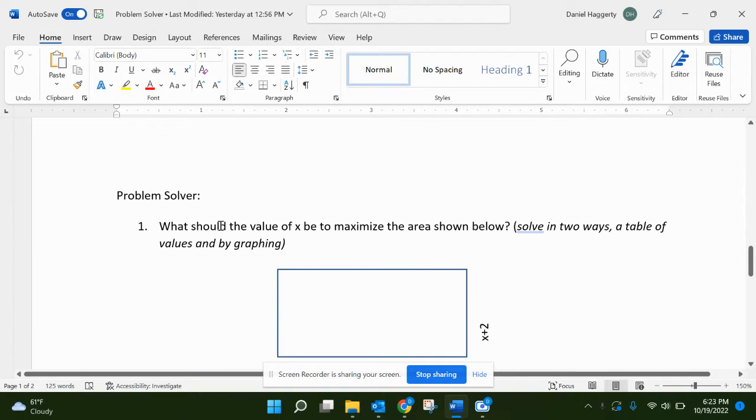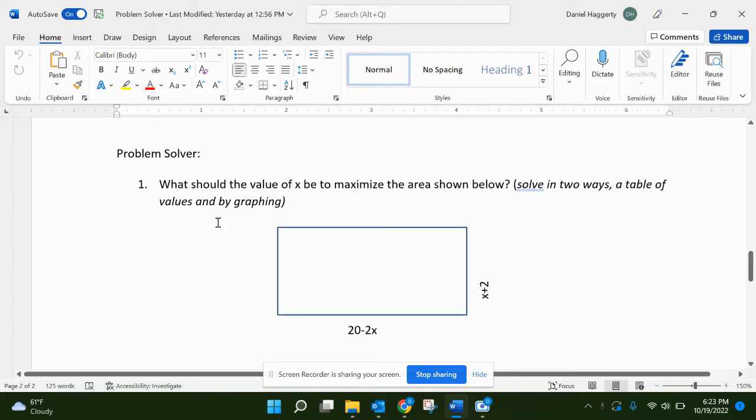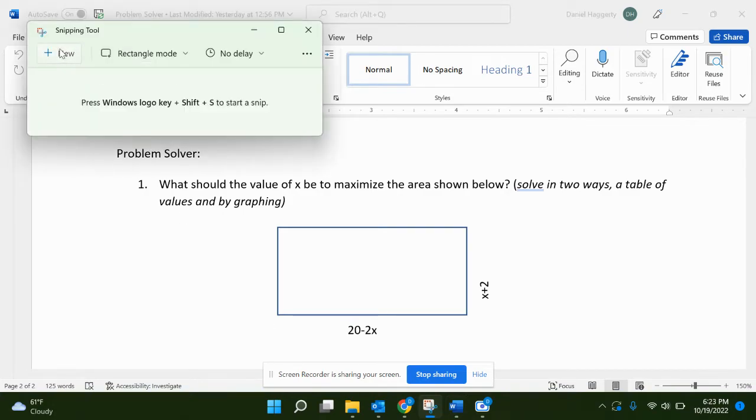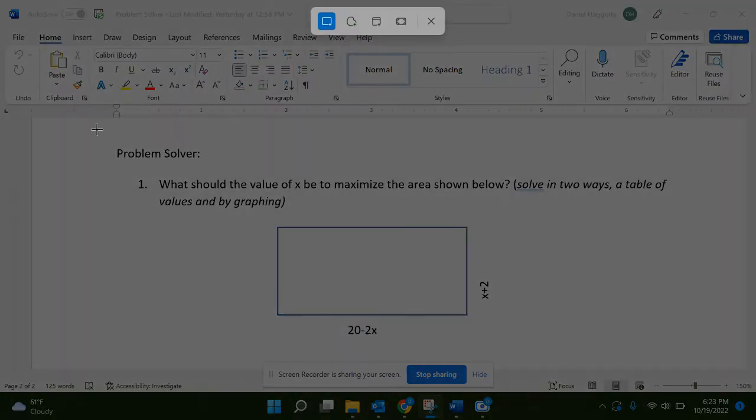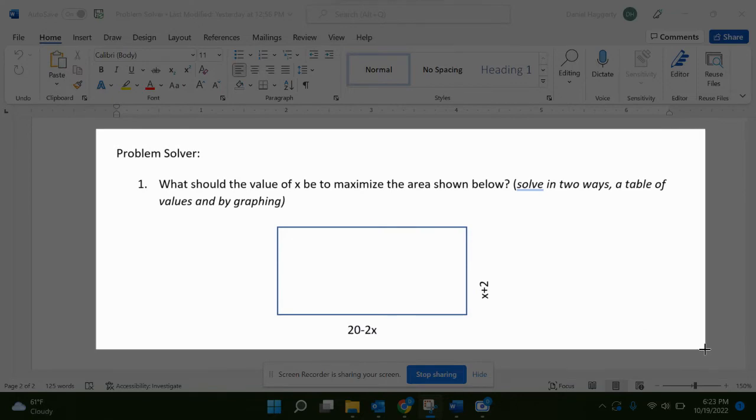There is a question that I want to look at on this. And what's this first one? What should the value of x be to maximize the area shown below? Okay, so this would actually be a good question that you may see on a test. These kind of problem solving questions.